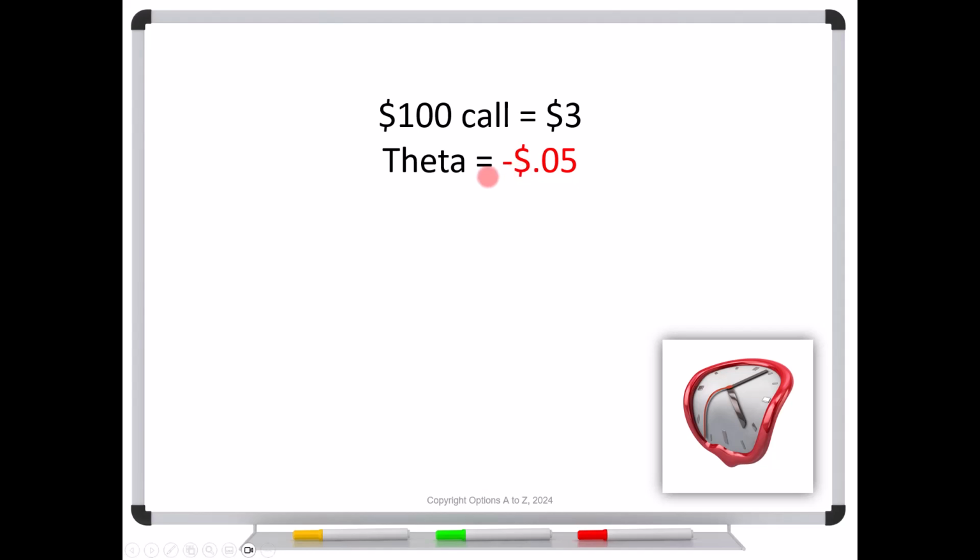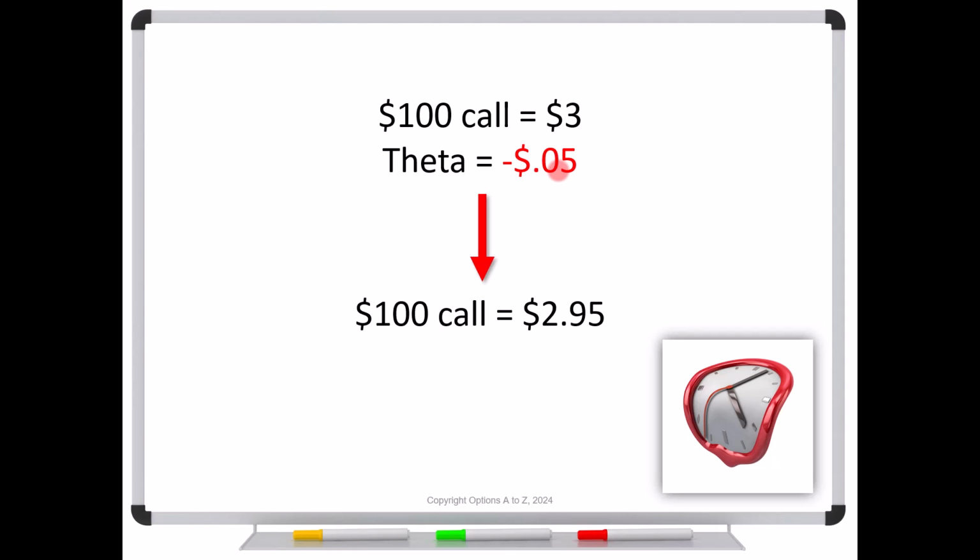So how do we interpret theta? What this means is that if you buy this option, everything else stays the same. Stock price is the same, volatility is the same, everything else stays the same, just the passage of time. How is that going to affect my option? Well, it's going to knock off about 5 cents. So tomorrow, all things being equal, we would expect that that call would be worth $2.95.